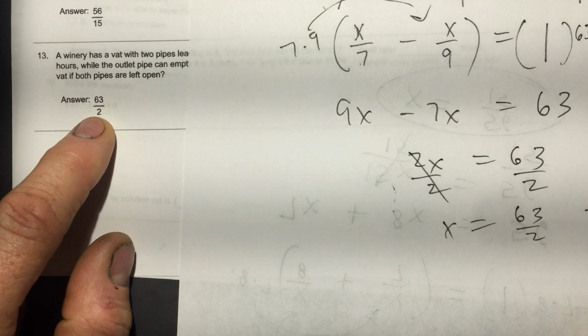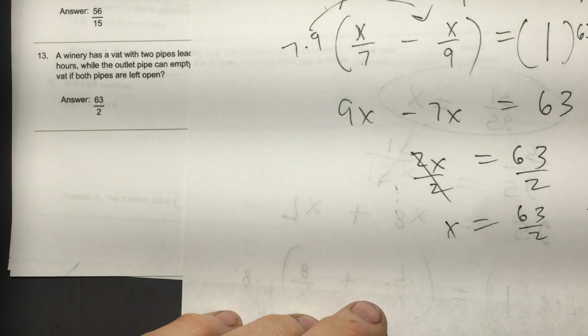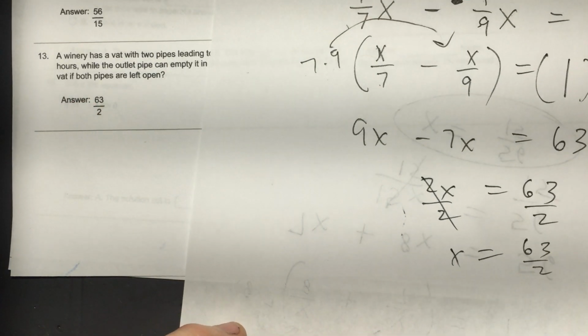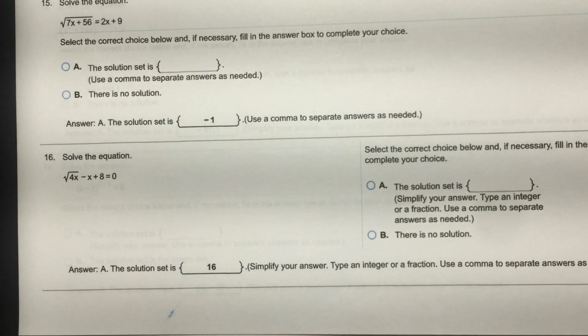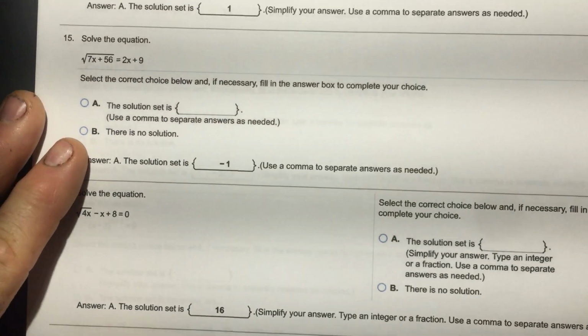But it says 63 over 2, which is what it wants, is a fraction. It wants an exact solution. Okay, so that's our rational expressions. Then we're getting into the radicals.